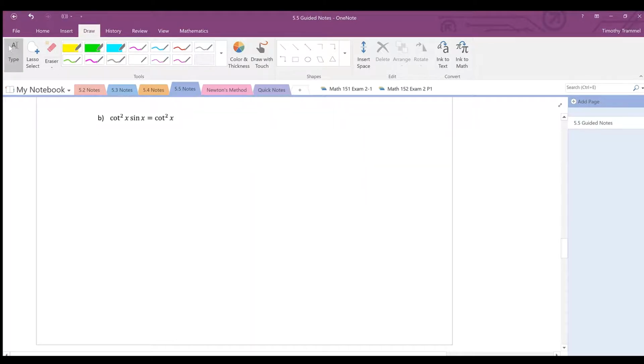All right, on to another one. Okay. Part B, many students want to divide by cotangent squared of x on each side.